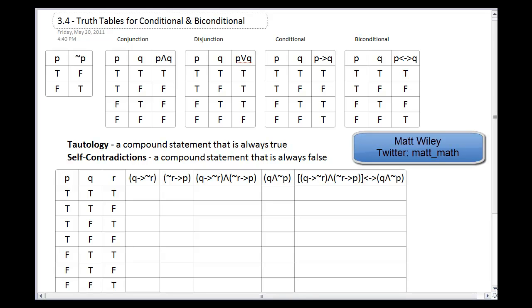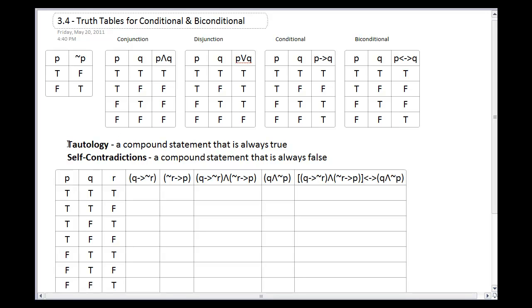Let's talk about truth tables for conditional and biconditional. This joins with our truth tables for negation, conjunction, and disjunction that we talked about in the previous section. Before we go into these truth tables, there's two logical definitions that we have.